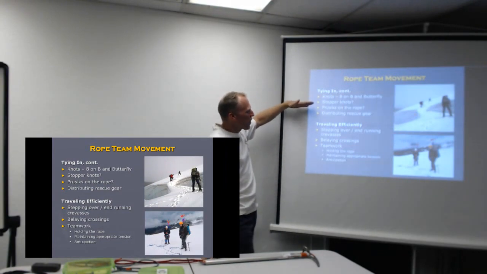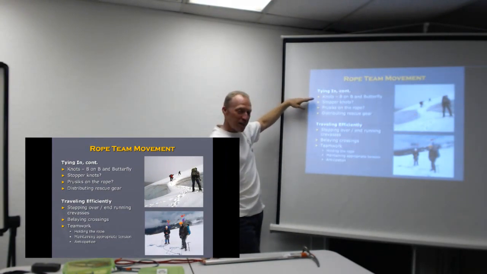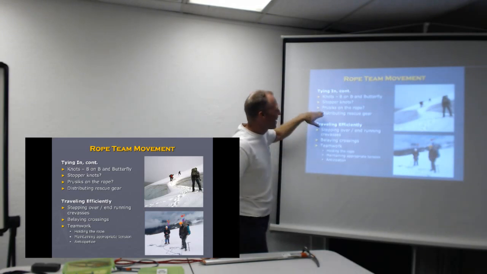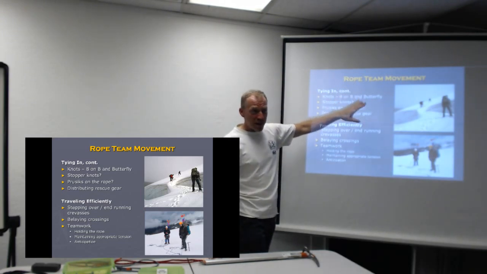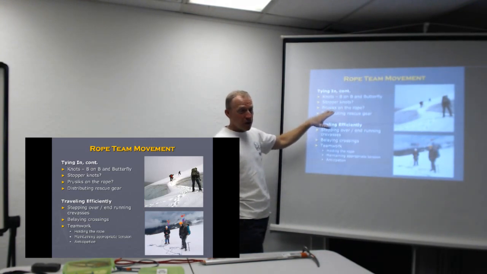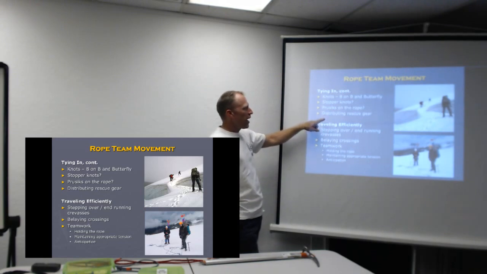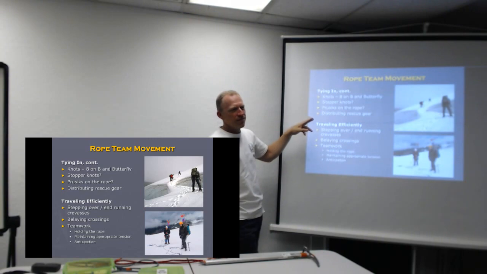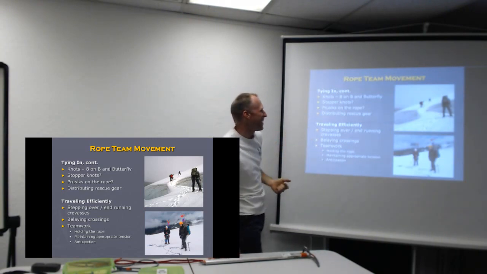Some of the things you want to ask yourselves again is which knot you're going to use. Figure 8 on a bight is fine, but butterfly is better most times. Whether you're going to put stopper knots in, which is the same knot over again, the alpine butterfly. Whether you're going to put prusiks on the rope, and how you're going to distribute the rescue gear. How would you distribute it? Evenly. Thank you. That's right.